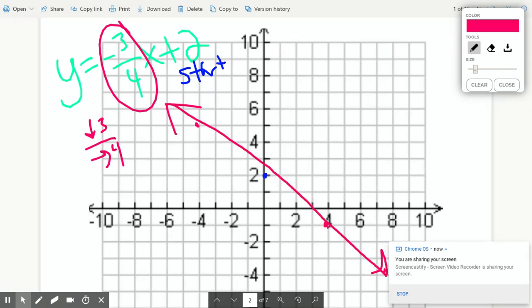No, it's not that straight. A little bit better right there. There we go. Okay. So again, the most important parts of determining your linear function is where you start and your rise over run.